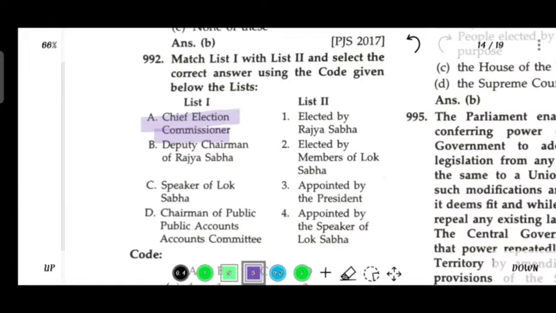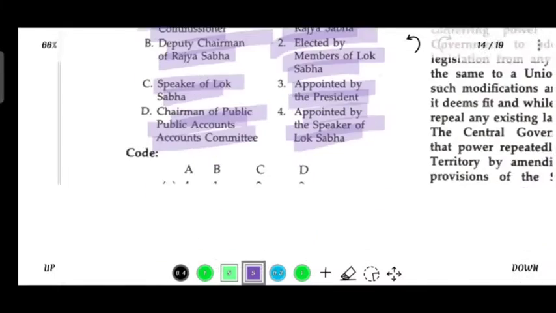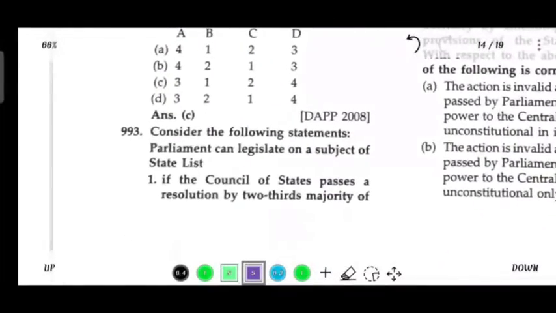Chief Election Commissioner appointed by the President. Deputy Chairman of the Rajya Sabha elected by the Rajya Sabha. Speaker of the Lok Sabha elected by the members of the Lok Sabha. Chairman of Public Accounts Committee appointed by the Speaker of the Lok Sabha.